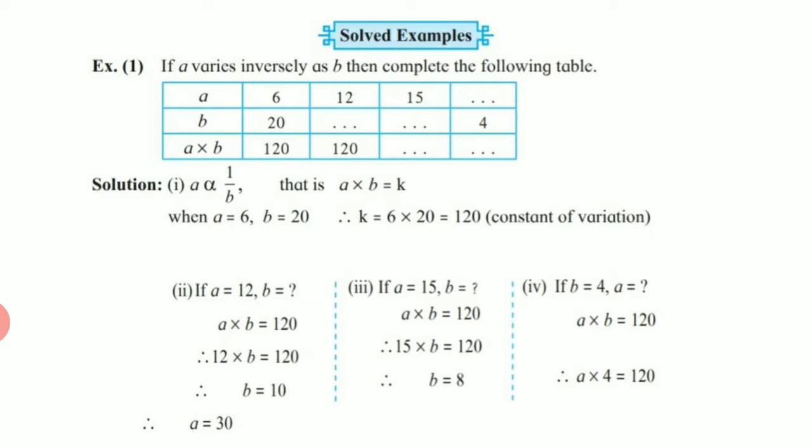Let us solve some examples. Here we have been given a table where A varies inversely as B. Then we have to complete the following table.